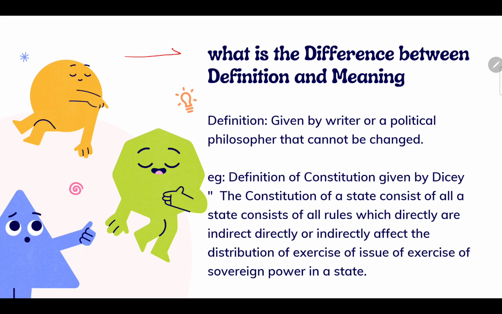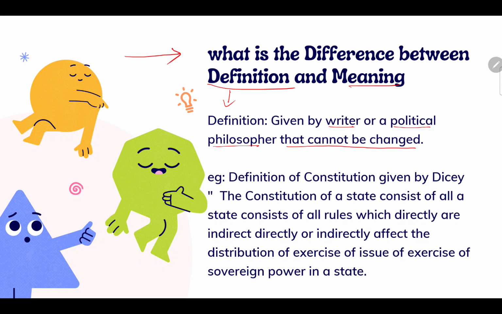Now I want to clear the genuine confusion between definition and meaning. Definition is given by a writer or a political philosopher and cannot be changed. So definition cannot be changed because it is given by a certain political philosopher or writer. We need to exactly understand and address that definition.